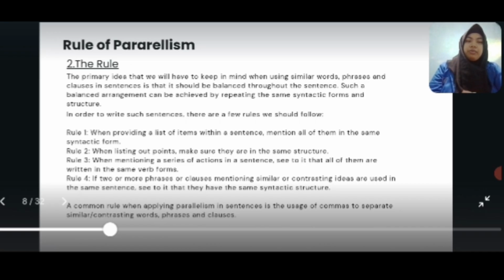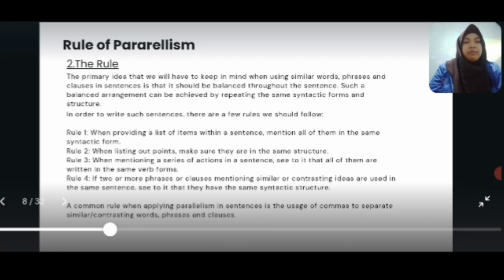Rule number 1, when providing a list of items within a sentence, mention all of them in the same syntactic form. Rule number 2, when listing out points, make sure they are in the same structure. Rule number 3, when mentioning a series of actions in a sentence, see to it that all of them are written in the same verb forms. And then rule number 4, if two or more phrases or clauses mentioning similar or contrasting ideas are used in the same sentence, see to it that they have the same syntactic structure.